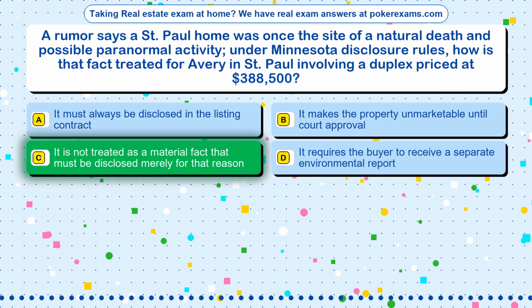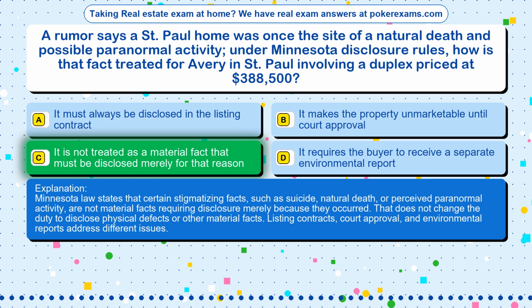The correct answer is option C. It is not treated as a material fact that must be disclosed merely for that reason. Minnesota law states that certain stigmatizing facts, such as suicide, natural death, or perceived paranormal activity, are not material facts requiring disclosure merely because they occurred. That does not change the duty to disclose physical defects or other material facts. Listing contracts, court approval, and environmental reports address different issues.